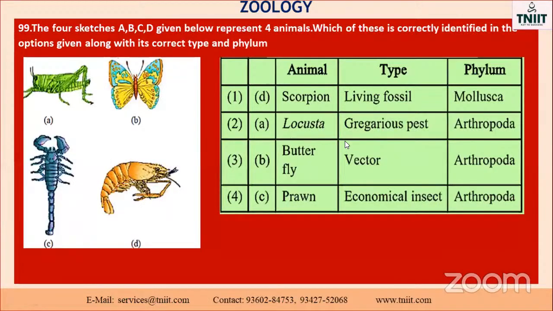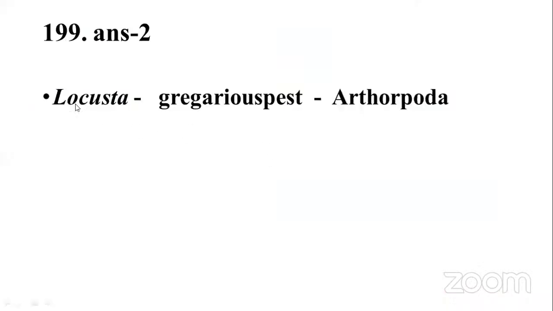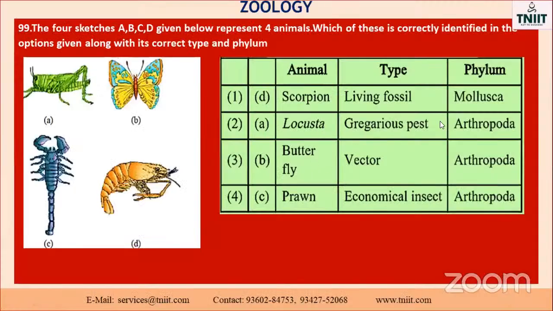So this one, already you know about scorpion, lotus, butterfly, and prawns. Living fossils. Is scorpion a living fossil? No. Butterfly is a vector, right? It is also arthropoda. So the answer is B. C only is the correct answer. Sorry, the answer is the second one. Lotus, gregarious pest, arthropoda. Okay. So this one is the correct answer.